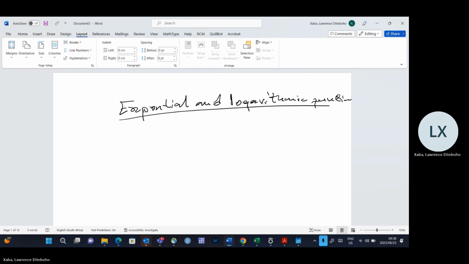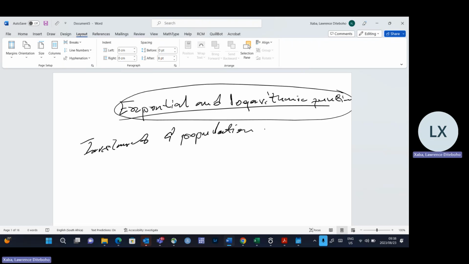Like I said, if you want to study the growth of your investment and population, exponential and logarithm functions under nonlinear functions. These are two relevant functions that can help you to study properly your population and your investment.